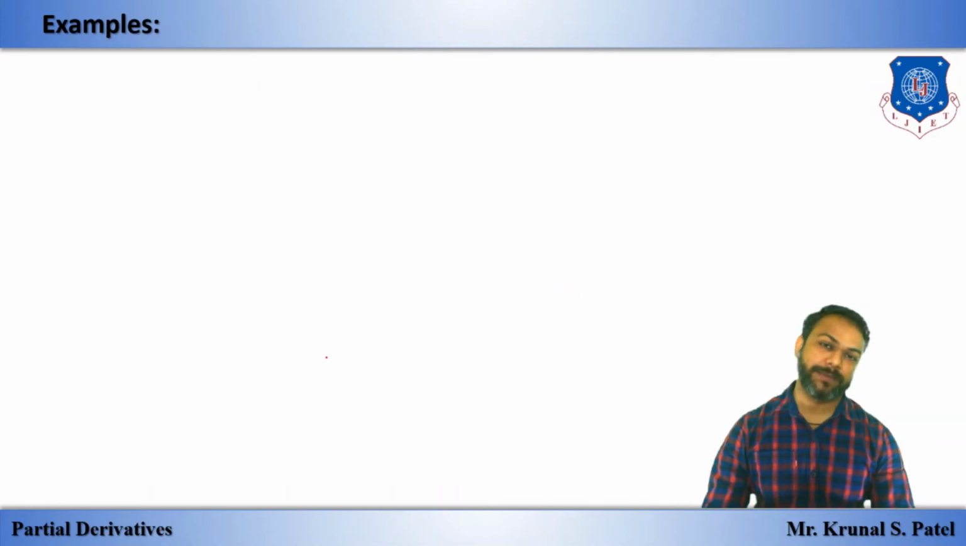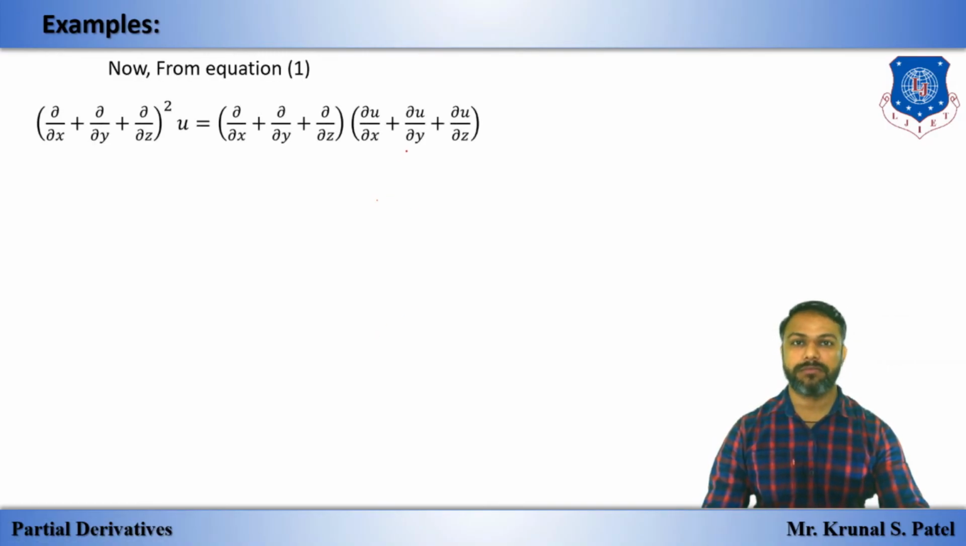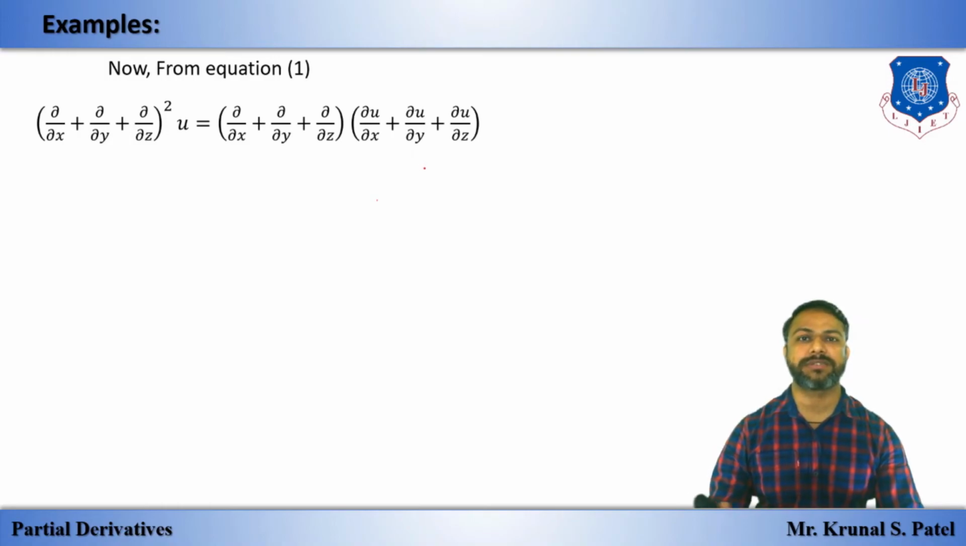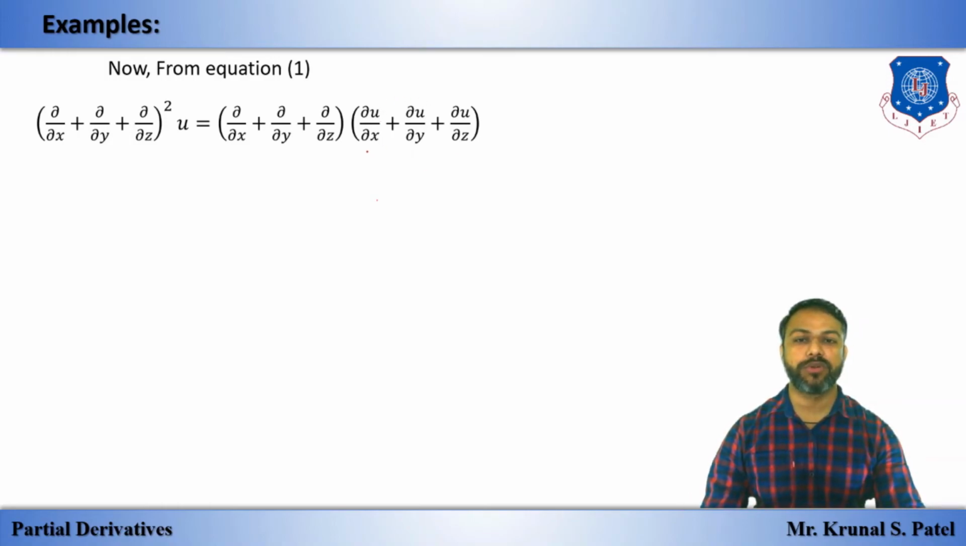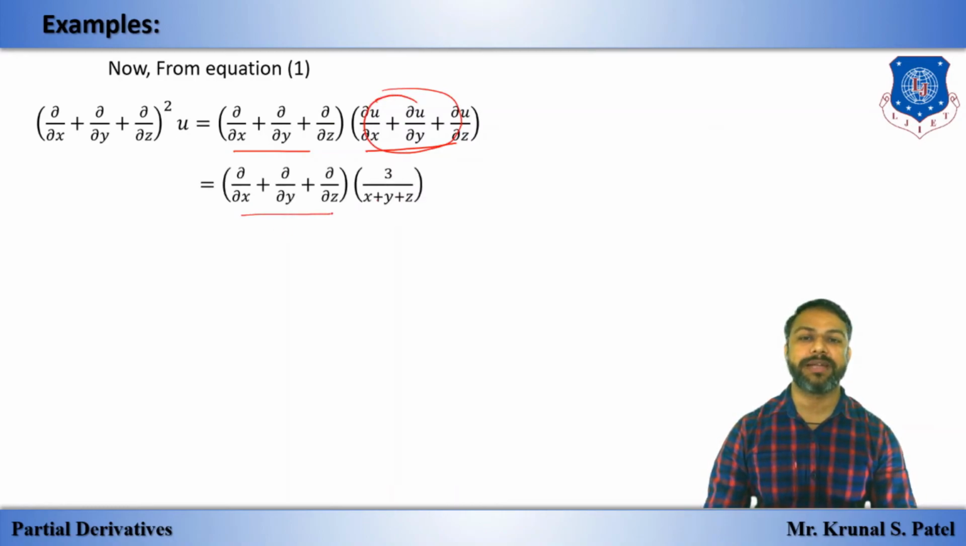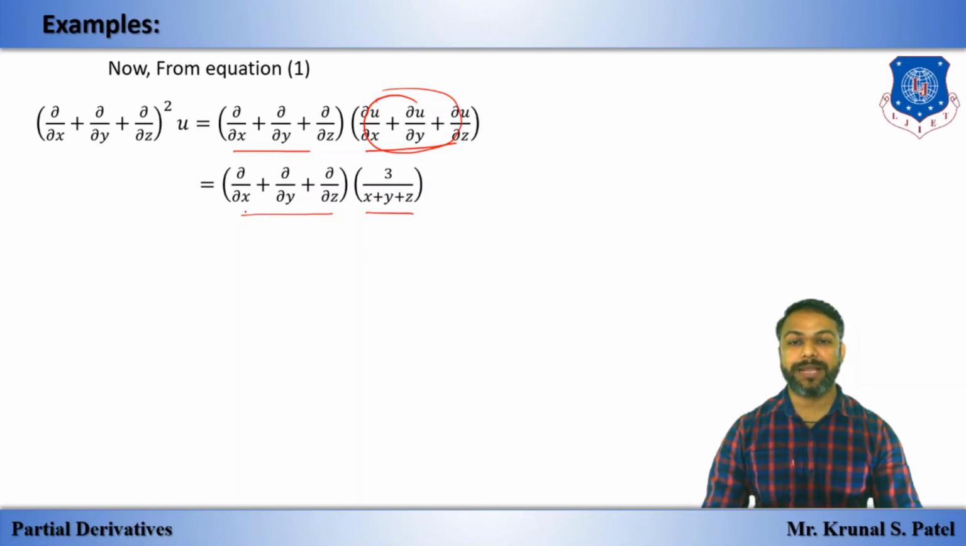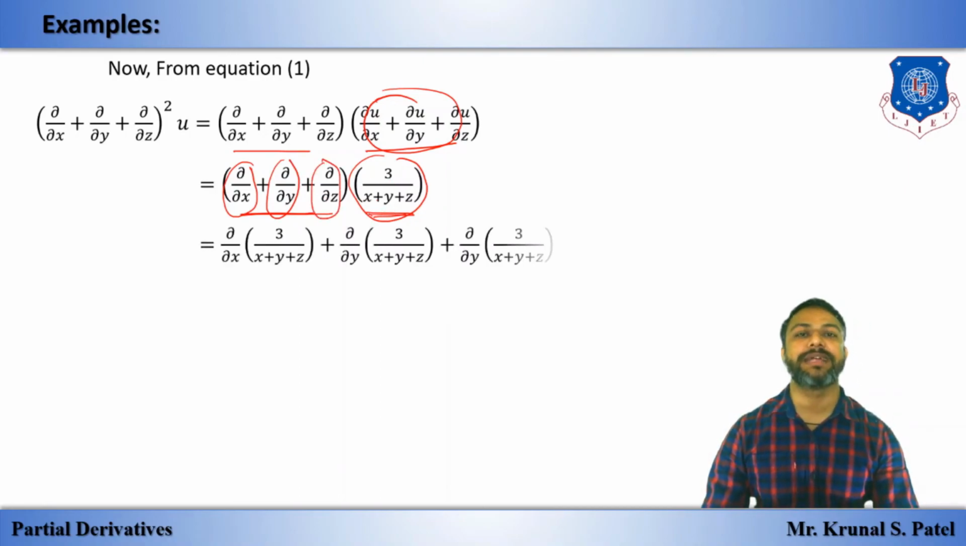Now from equation 1, and what is equation 1? This is the equation 1 which we already explained. So we will put the value of this second bracket: del by del x plus del by del y plus del by del z as it is, and the value of this bracket we just found, 3 upon x plus y plus z. Now we apply this bracket on this, that means del by del x of this, same way del by del y of 3 upon x plus y plus z, and del by del z of 3 upon x plus y plus z, like this.